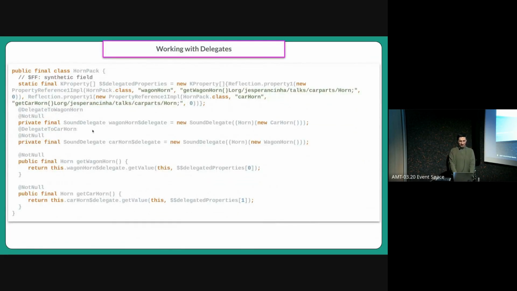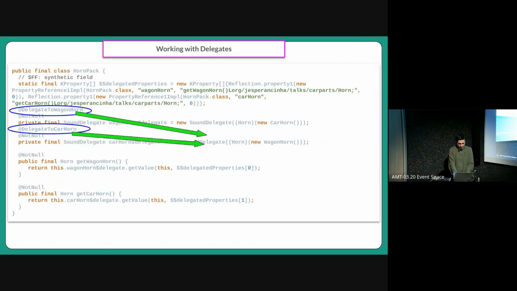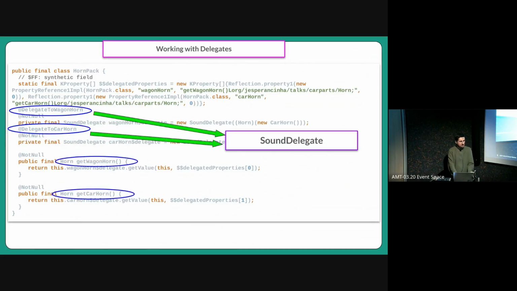Yeah, it's kind of obvious. In this case, it's obvious because, yeah, we see here that it applies to the sound delegate, as we can see here. It's just a bit of a warm-up for the next exercise. And we can see also another thing, which is the getWagonHorn is here as well.